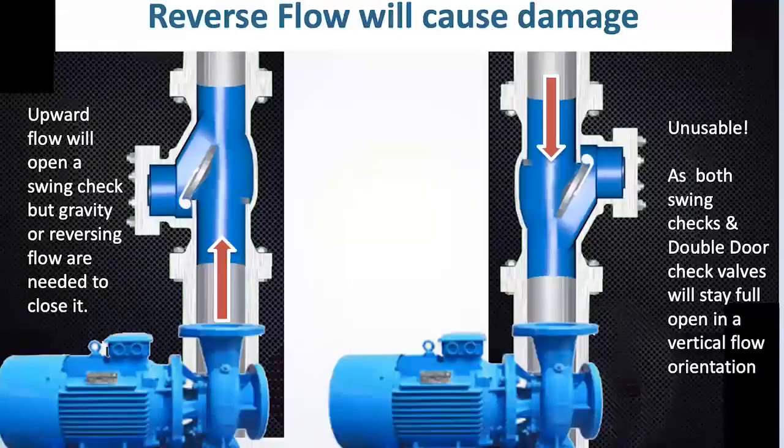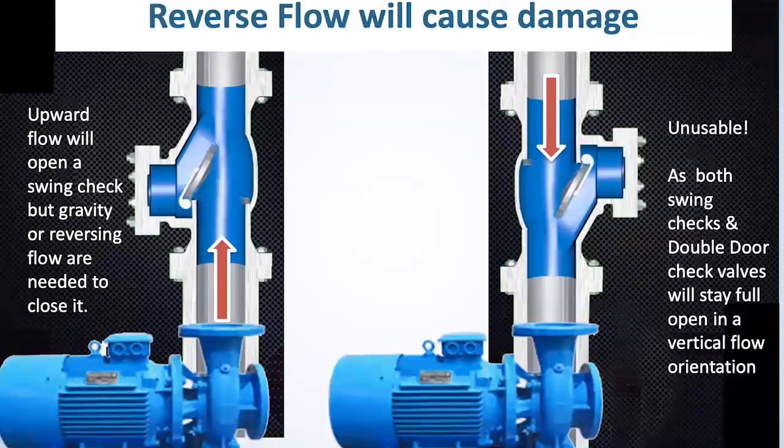In this slide, I'm trying to show what happens when flow comes backwards toward the pump with a valve in an open position. I know I've got the swing check in the right-hand side illustration showing upside down relative to the pump outlet, but bear with me on that. On the left-hand side, we see flow coming out of the pump, heading upwards, and it's pushing open the swing check valve, which is what you'd expect to have happen. But it's going to be gravity or reversing flow that's going to be closing this valve, and that can lead to a lot of problems.